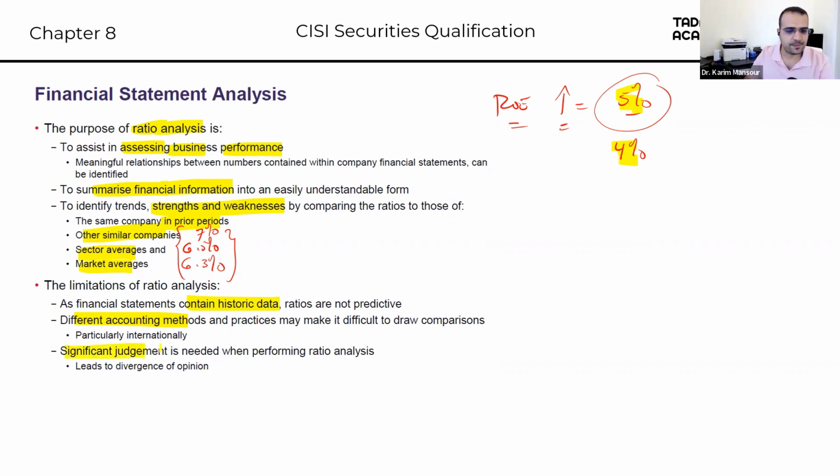Significant judgment is needed when performing a ratio analysis. Some people would say a 5% return on equity is good. Some people would say, nope, it's not. Some people would say, I'm happy with the dividend yield of 3%. Others would say, nope, I need at least 6%. There's a lot of subjective opinion when it comes to ratio analysis. Some people would say, I would rather use operating profit. Some people would say, no, I would like to use the net profit.